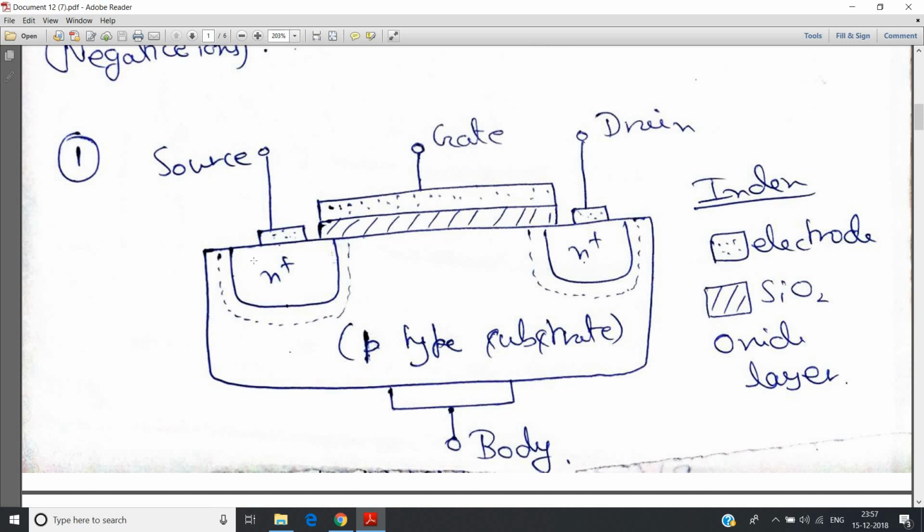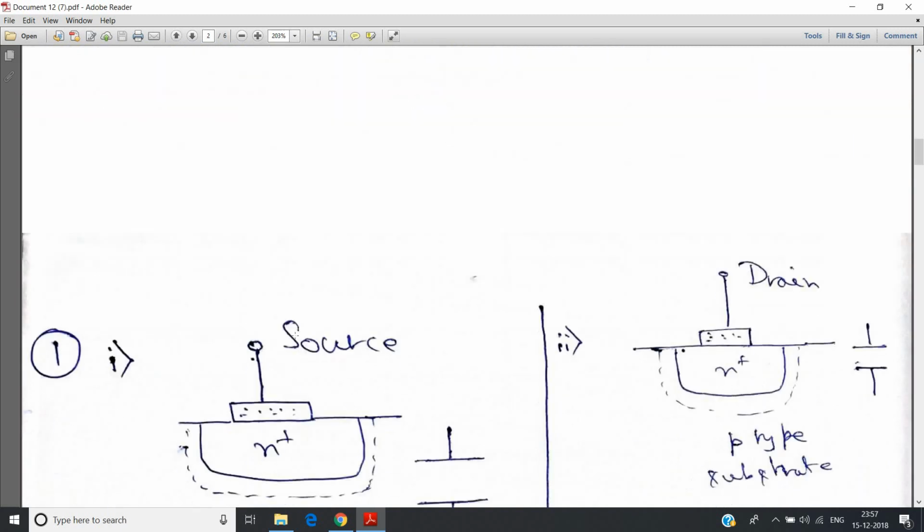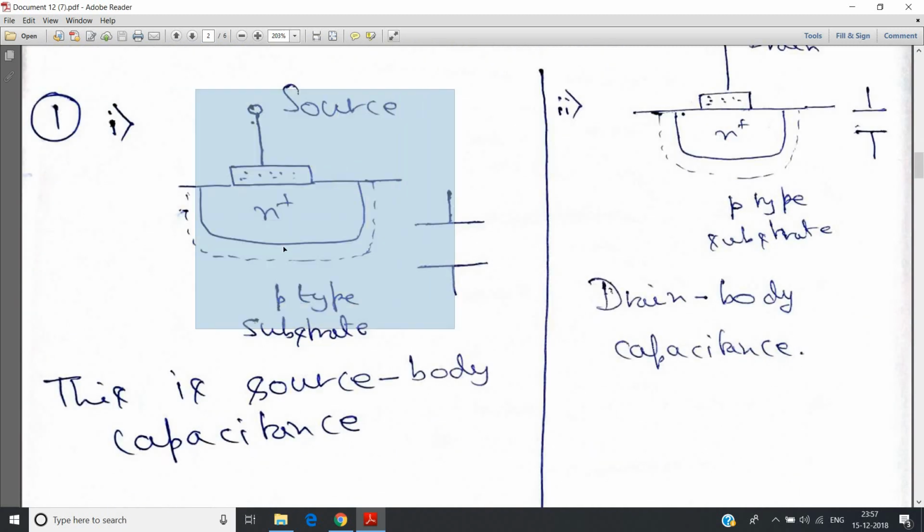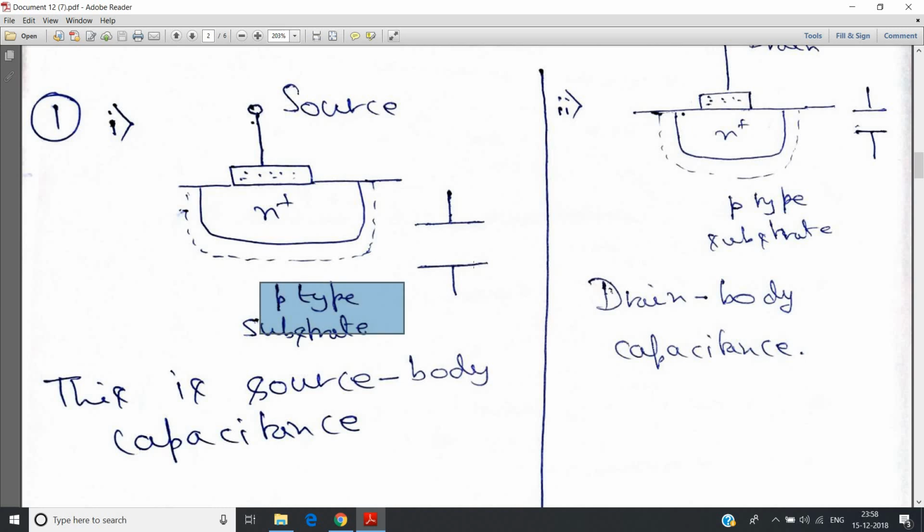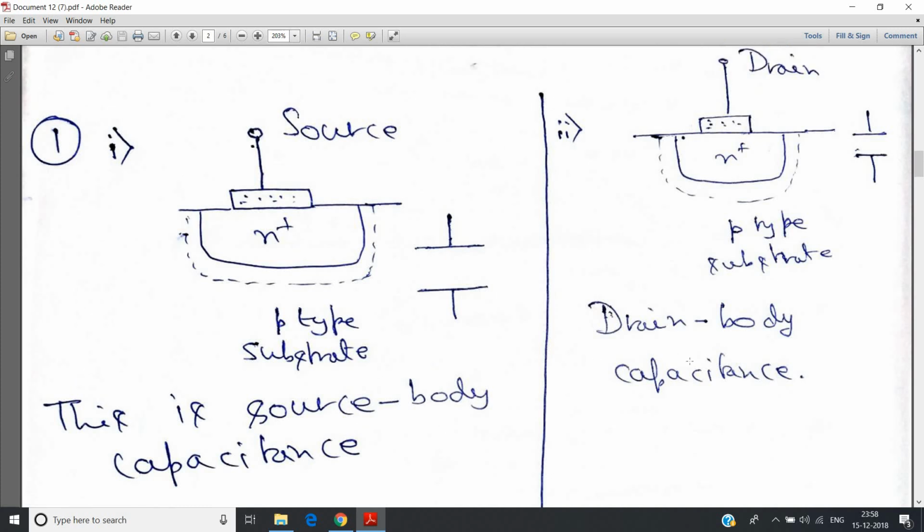So how is the capacitance formed? For the source to body capacitance, one plate is situated in the source, another plate is the body or substrate, and the depletion region formed in between source and body denotes the dielectric medium in between the two plates of the capacitor. Clear? See this picture, you will understand more clearly. This N plus is one plate of the capacitor, the p-type substrate is the other plate, and this depletion region formed in the PN junction acts like a dielectric medium. So we can say this is source to body capacitance. Clear?